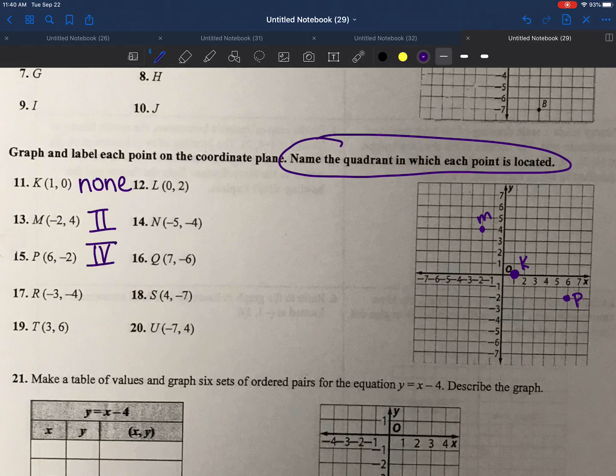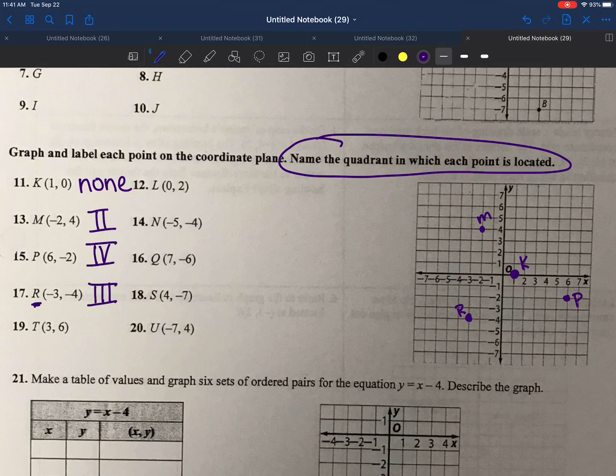Kimberly, you want to try number 17, point R? It would be 4 to the left. Are you on this one? Point R? Yeah. 3 to the left, okay? And 4 down. Very good. What would I label that? R. And Kimberly, what quadrant would you say that's in? Very good.